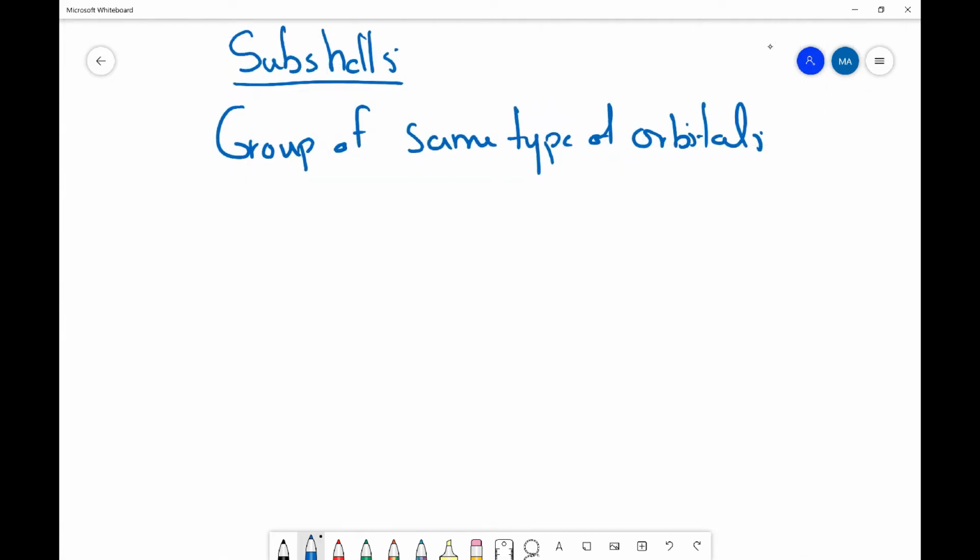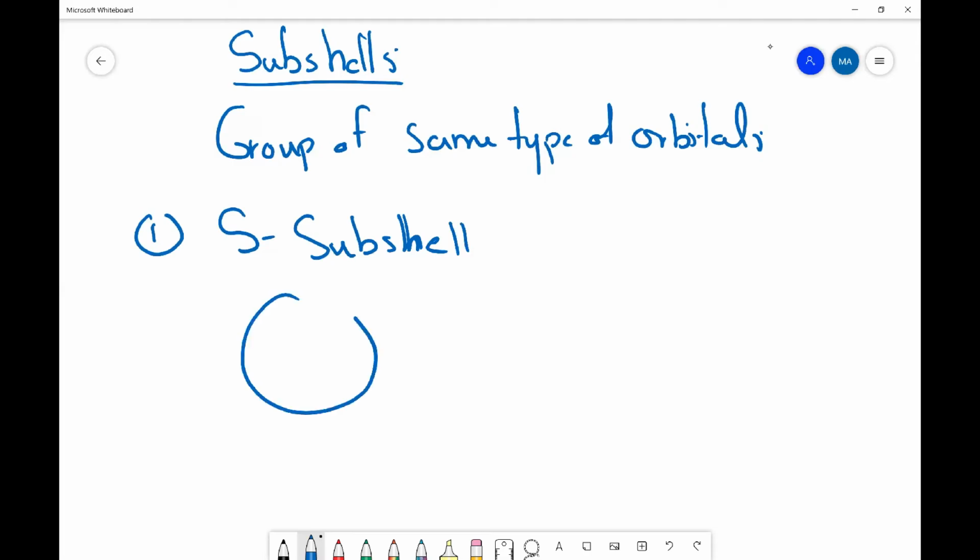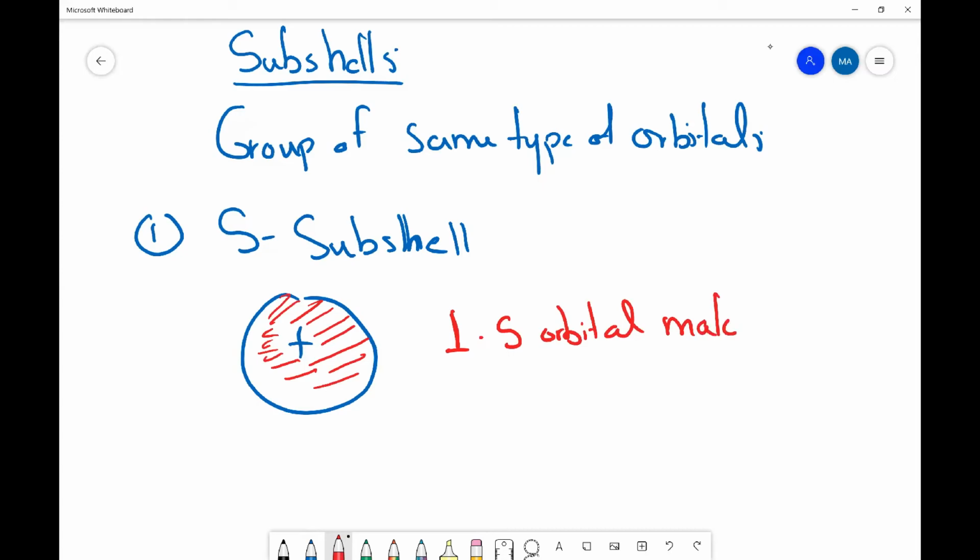So the first subshell is the s subshell. Remember that an s subshell can only have one s orbital. I mean, an s subshell and an s orbital are the same thing. It's again one positive nucleus and a region around that nucleus where the electron could be found. This is an s orbital as well as an s subshell. So you can say that one s orbital makes up one s subshell.